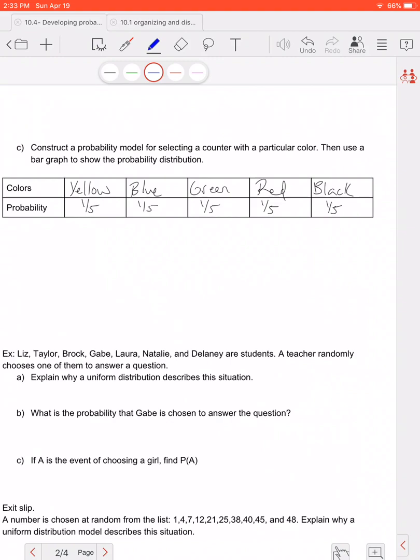So all I did was put the color here and say, okay, yellow has a 1 in 5 chance, blue has a 1 in 5 chance, because it's the colors versus the probability. Okay? And now we're going to draw a graph, or a bar probability model, to show this.